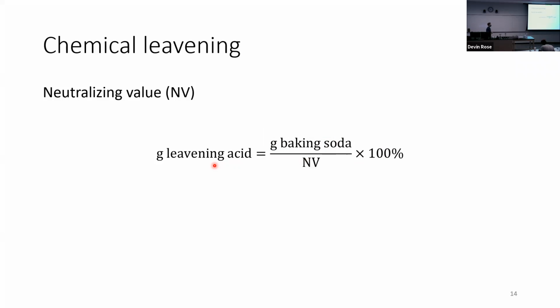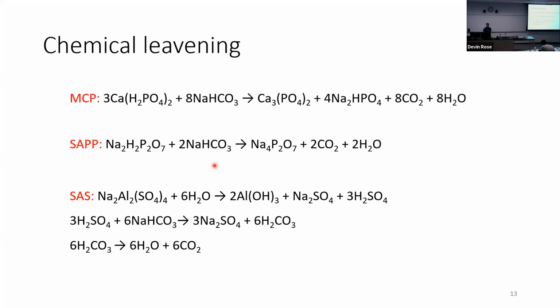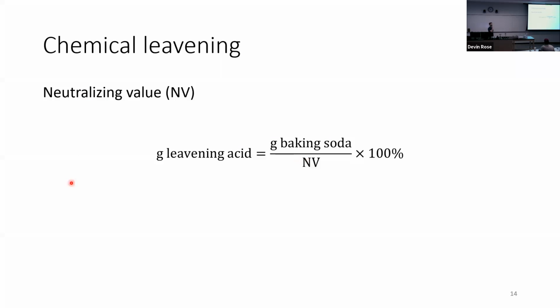So a few acids, the SAS, for instance, the sodium aluminum sulfate here, the neutralizing value is 100. So, it's very easy to do the math. But something like monocalcium phosphate with a neutralizing value of 80. So that would mean that we would take 2 and divide by 80 and multiply by 100. So we would need a little bit more than 2 grams of monocalcium phosphate to neutralize all that base.